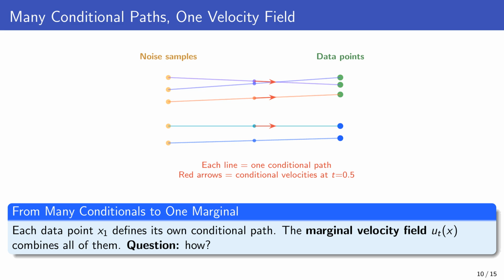Now, here is the challenge. Each conditional path has its own velocity field. The velocity of a sample heading to one data point is different from the velocity of a sample heading to a different data point. But ultimately, we want to train a single neural network that predicts a single velocity field ut of x. One velocity for each position x, not one per data point. How do we combine all these conditional velocity fields into one marginal velocity field? That is the question at the bottom of the slide, and it is exactly what the marginalization trick answers.